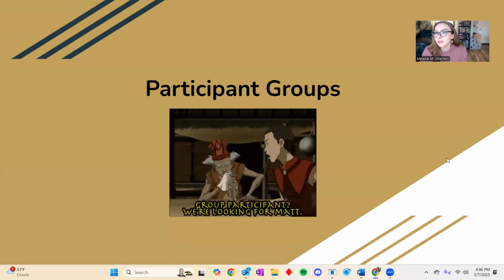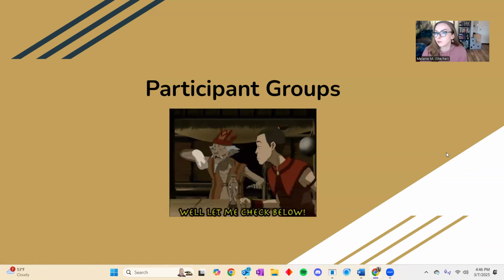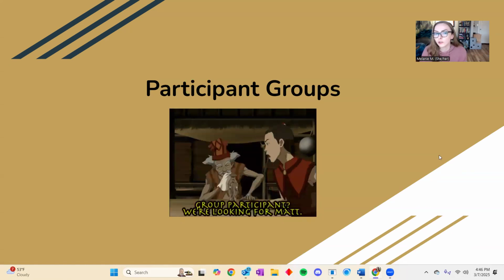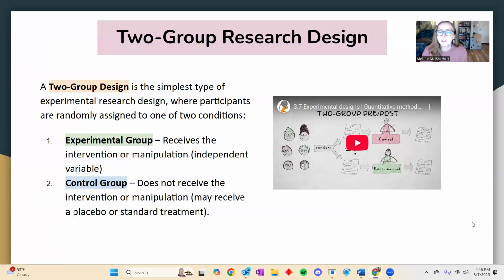Another very big part of this, like the core of experimental research and behavioral science, or really in general, are participant groups. So we're going to start with really the most basic type of experimental research, which is called a two-group design. This is where participants are very literally put into two groups. One is the experimental group. This is the group of participants that has something manipulated. So they get the treatment or they get some sort of variant.